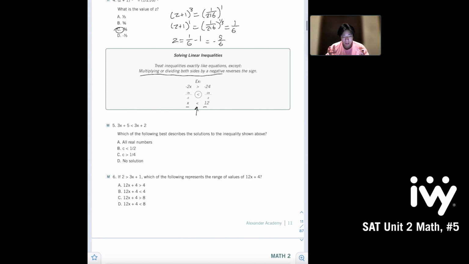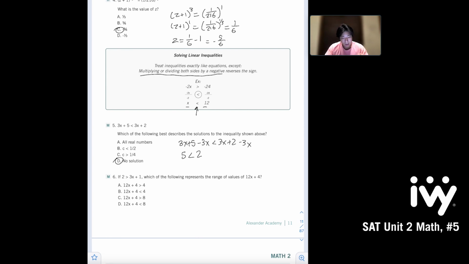Okay, problem 5. We have 3x plus 5 is less than 3x plus 2. And we're asked to see which of the following solutions best describes the inequality. So let's go ahead and isolate the x by subtracting 3x from both sides. So now we have 3x plus 5 minus 3x is less than 3x plus 2 minus 3x. Simplifying, we see that we have 5 is less than 2. We know this to never be the case, so there's no solution.